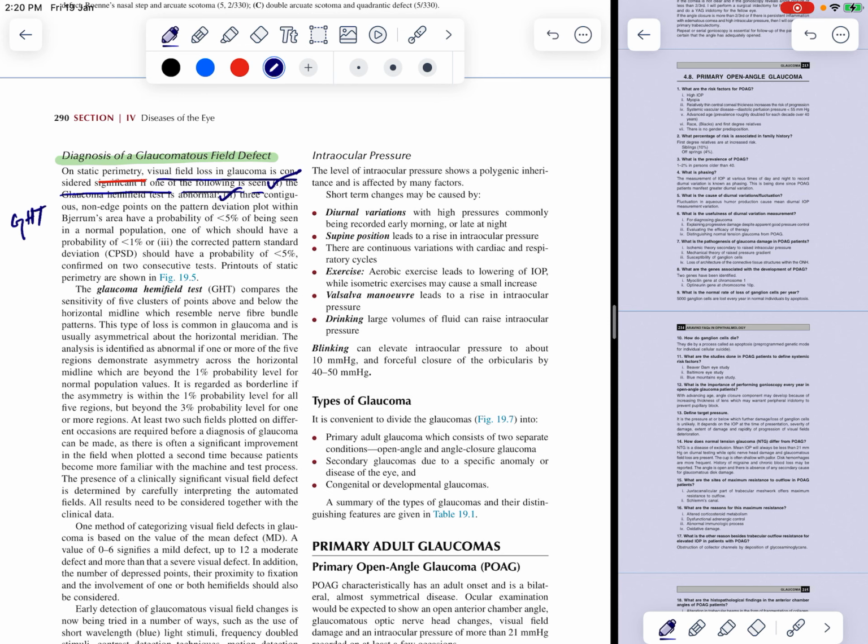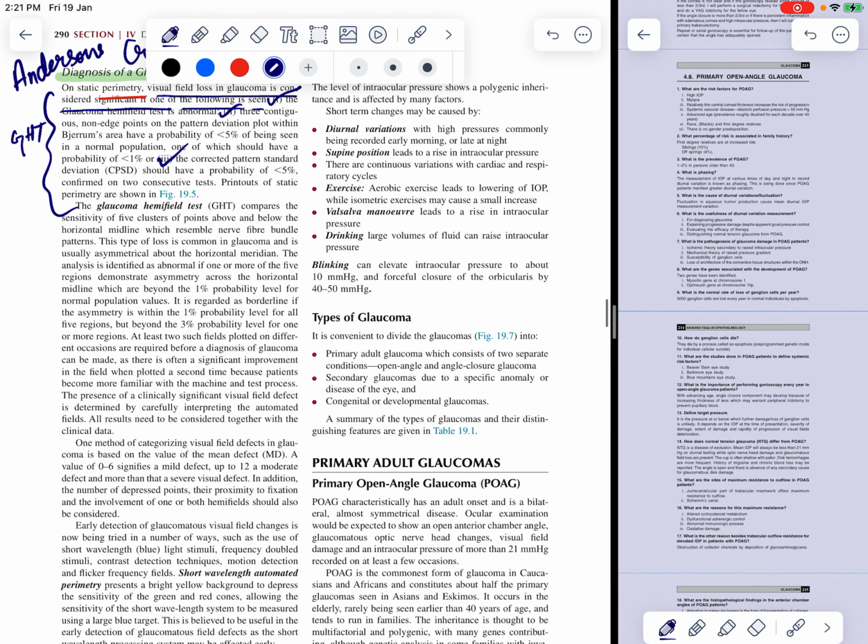Three contiguous non-edge points on the pattern deviation plots within the Jaeger's area have a probability of less than 5% of being seen in normal population, one of which should have a probability of less than 1%. Coming to the third one, the corrected pattern standard deviation, CPSD, should have a probability of less than 5% confirmed on 2 consecutive tests. This is known as the Anderson's criteria. $1,000 question, it will be asked in exams.